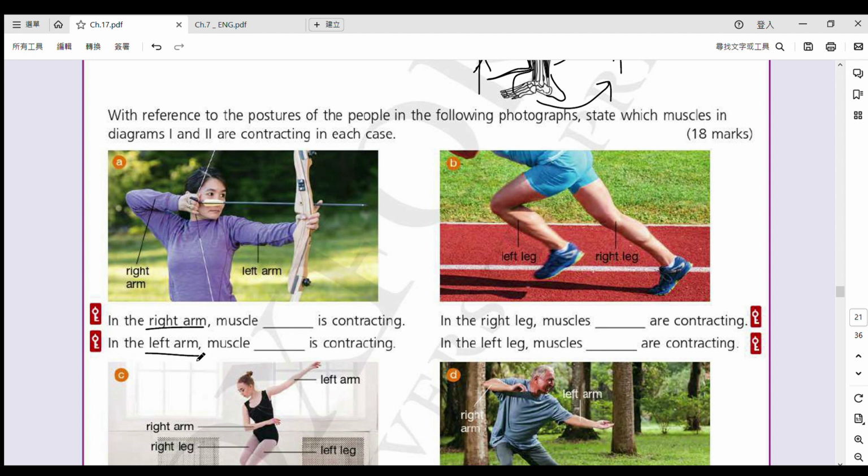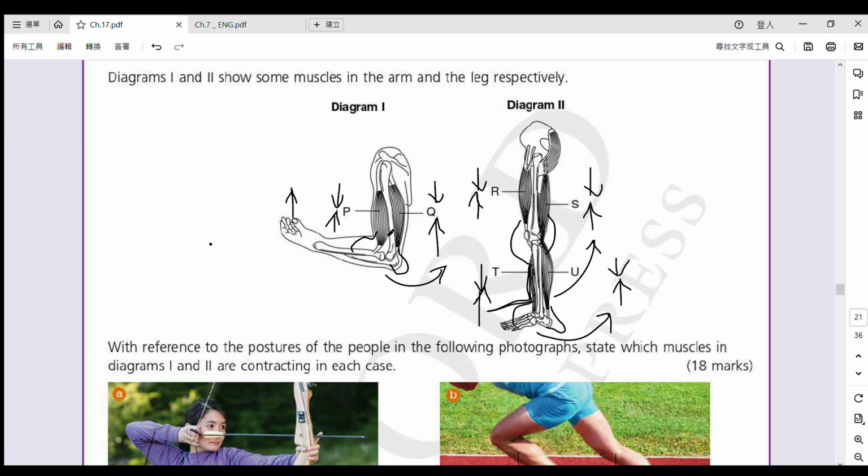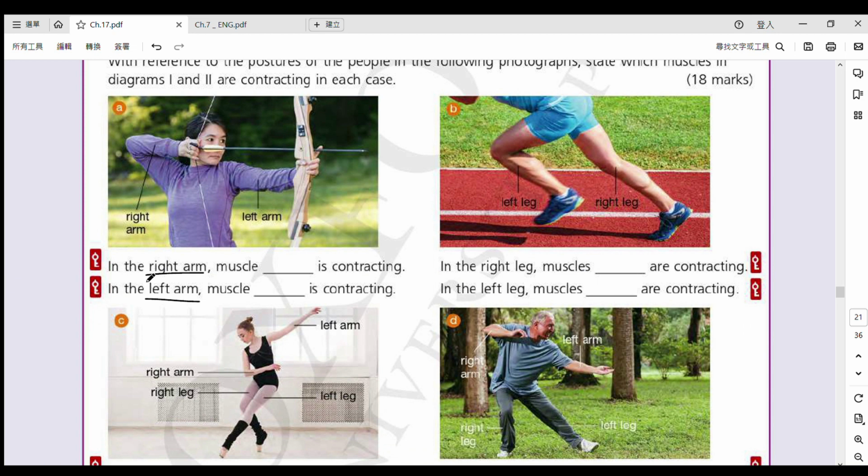It's never a 50-50% chance. 得唔得？唔係死撞爛撞嘅。Alright? So which one is most contracting? So this part is asking you diagram 1. Alright? 好啦，唔緊要咯。So when we look at the right arm, it is bending. Okay? When we look at the left arm, it is straightened. Okay? This one is easy.